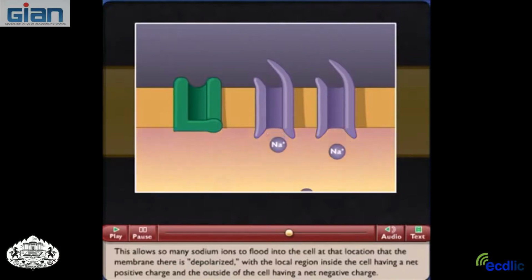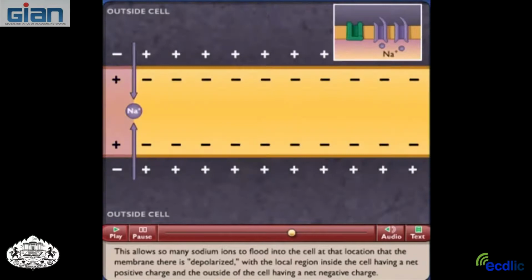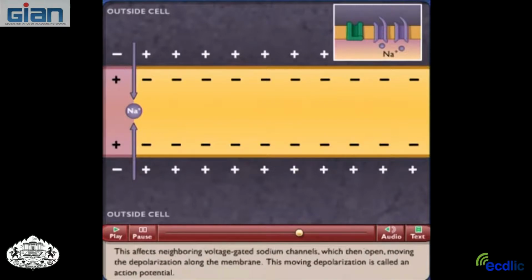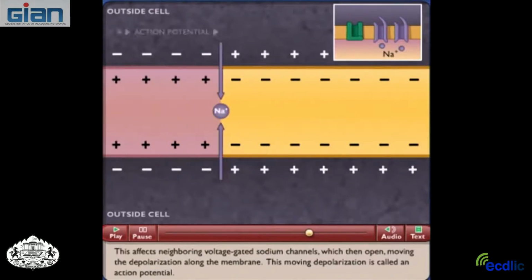with the local region inside the cell having a net positive charge and the outside of the cell having a net negative charge. This affects neighboring voltage-gated sodium channels, which then open, moving the depolarization along the membrane. This moving depolarization is called an action potential.